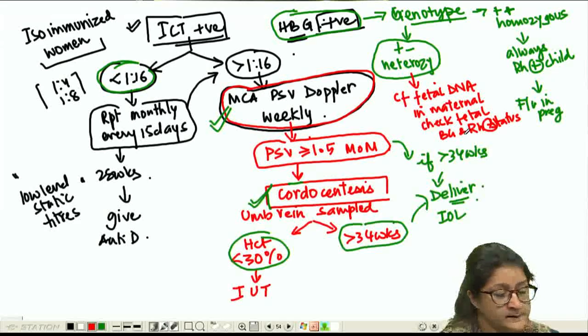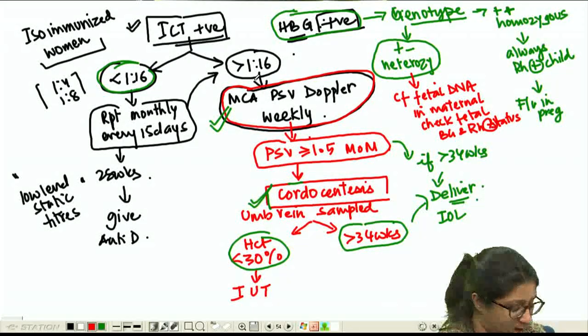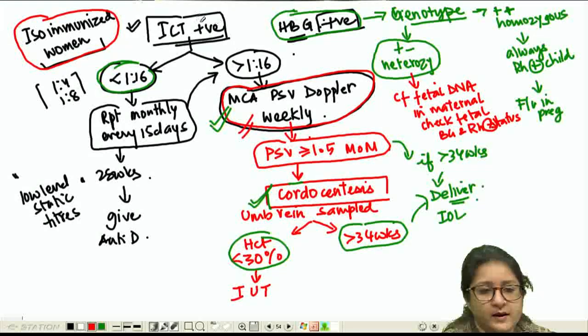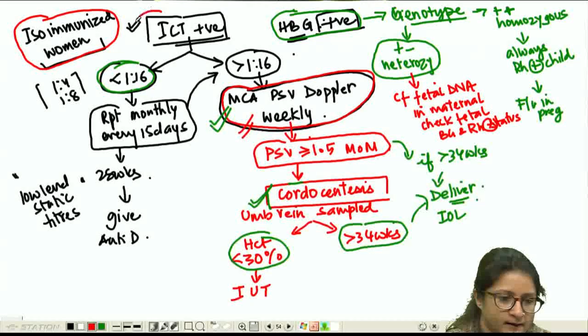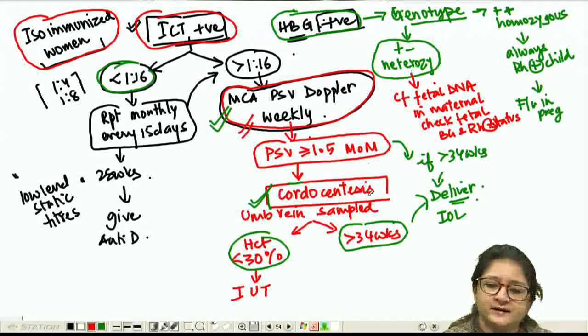So this is one recent change that has happened. In India, we are usually following this pattern where we assume that all isoimmunized women are carrying an Rh positive fetus, and we monitor them all with MCA PSV Doppler. However, the recent Western guidelines suggest that genotyping is not recommended in all Rh negative women, it is only recommended in isoimmunized women because these tests are expensive. So it is only recommended in ICT positive women, where the genotype of the husband can be tested and the decision can be changed accordingly.